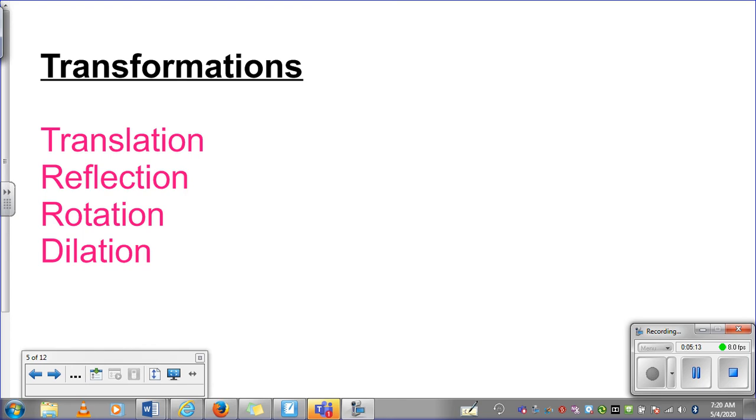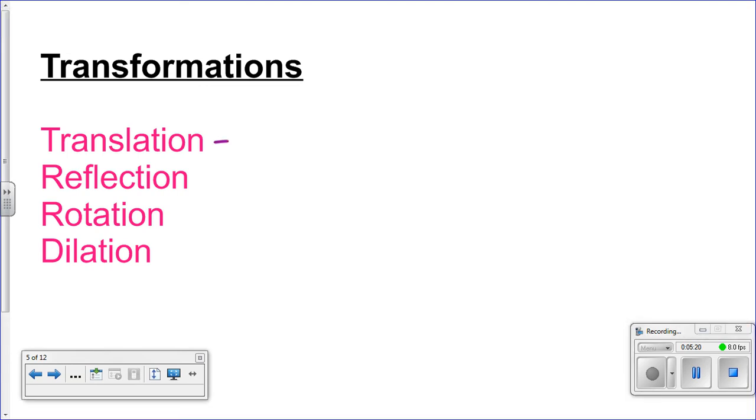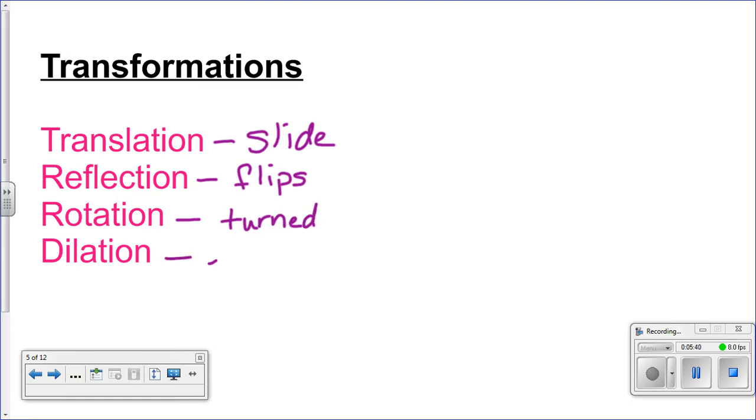The other thing that I would like to bring back is the idea of our transformations. Earlier in this unit, and we started this unit a while ago, we had translations. That's a slide. That's when you take something and you slide it one place or another. Reflection, that's when it flips over. Rotation, that's when it's been turned. And dilation, which is actually going to be our next lesson, is when you enlarge or shrink something.